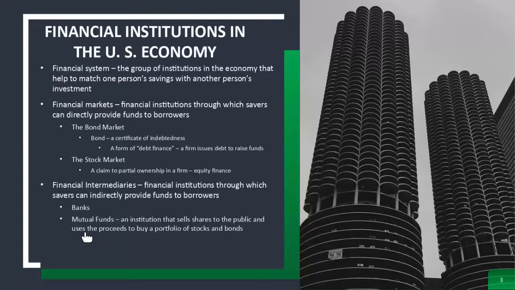The other institution here is mutual funds, and these are institutions that sell shares to the public and use the proceeds to buy a portfolio of stocks and bonds. So instead of you going and buying individual shares in each different firm, a mutual fund diversifies and buys these shares for you, and all you have to do is buy shares in the mutual fund. So it's basically a single source of buying a lot of different stocks. Typically, it has a higher buy-in, usually a few thousand.